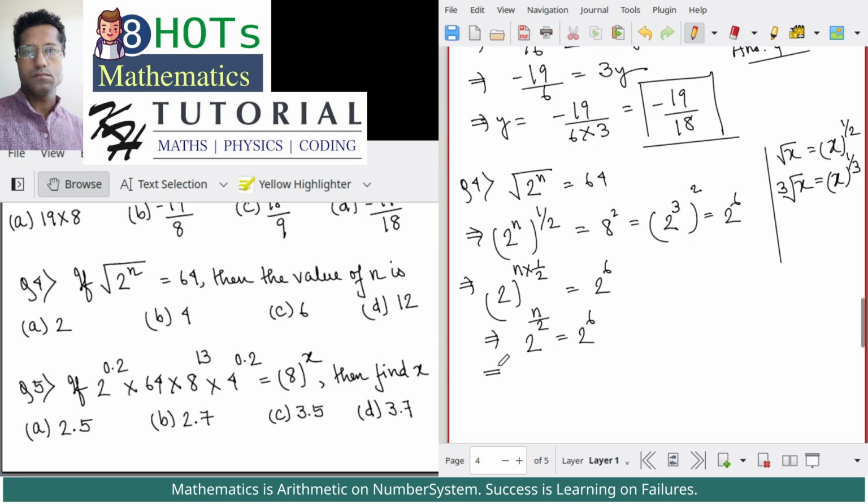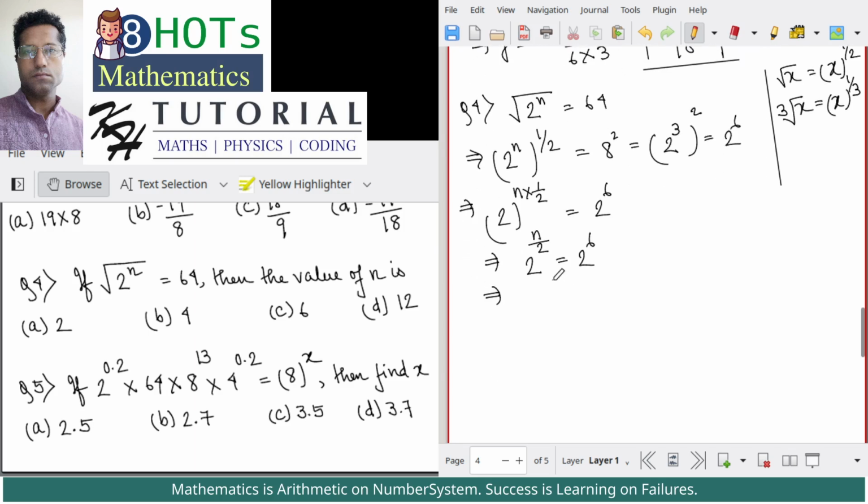So now we see that the equation has become one where both the LHS and RHS are single exponential terms with the same base, 2. So we can equate the powers. So we have n by 2 is equal to 6. This implies n is equal to 2 multiplied by 6, which is 12. So the value of n is 12, and hence the correct choice is D. The correct choice is D.